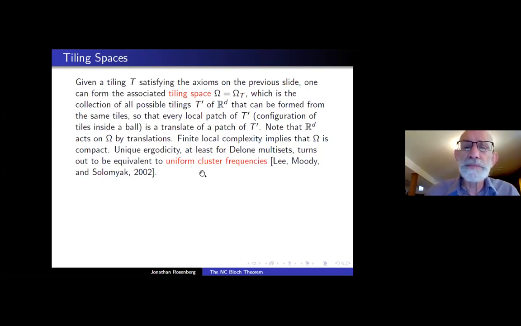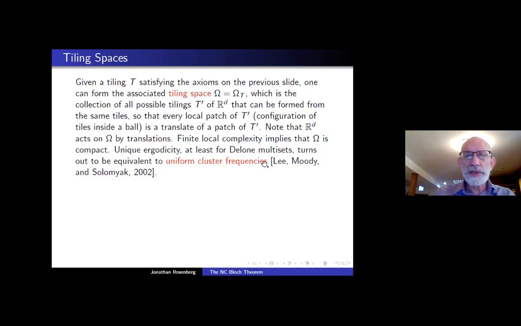So there are certain basic configurations, and they repeat at irregular intervals, and you're allowed to slide things around. So you're allowed to move things under translation. So R to the D acts on omega by translations. And the finite local complexity assumption implies that this omega is compact.